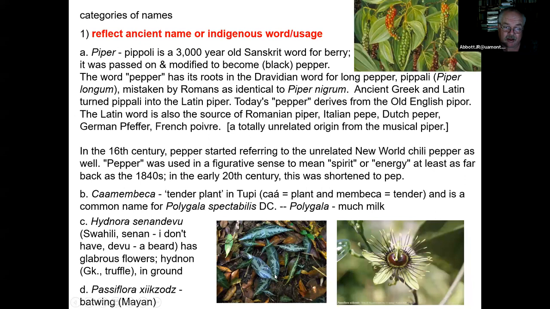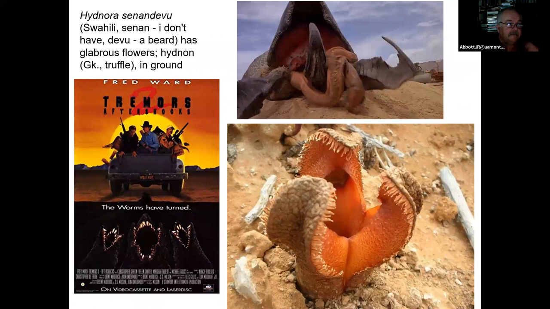Another one here, this Hydnora sinandevu. This is something we're going to show in the next picture here. Hydnora is a genus that grows below the ground. It comes from the Greek for truffles, which kind of grow below the ground here. So there's this really cool genus of plants that grow in the deserts in Africa. And they usually have hairy flowers, and the inside of the flowers are typically very hairy. But someone discovered a species that didn't have hairs.